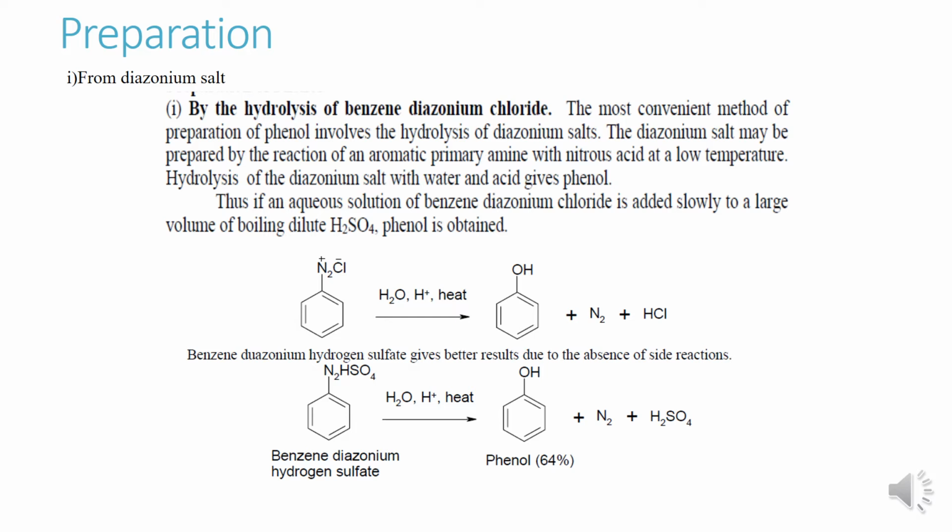as below. Thus, if an aqueous solution of benzene diazonium chloride is added slowly to a large volume of boiling dilute H2SO4, phenol is obtained. So this diazonium chloride or salt is added slowly to the large volume of boiling dilute H2SO4, and phenol is obtained. Remember.